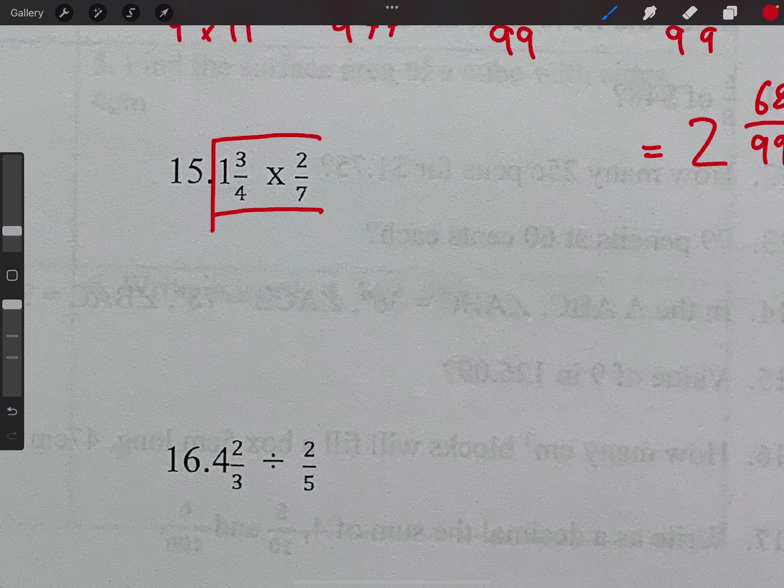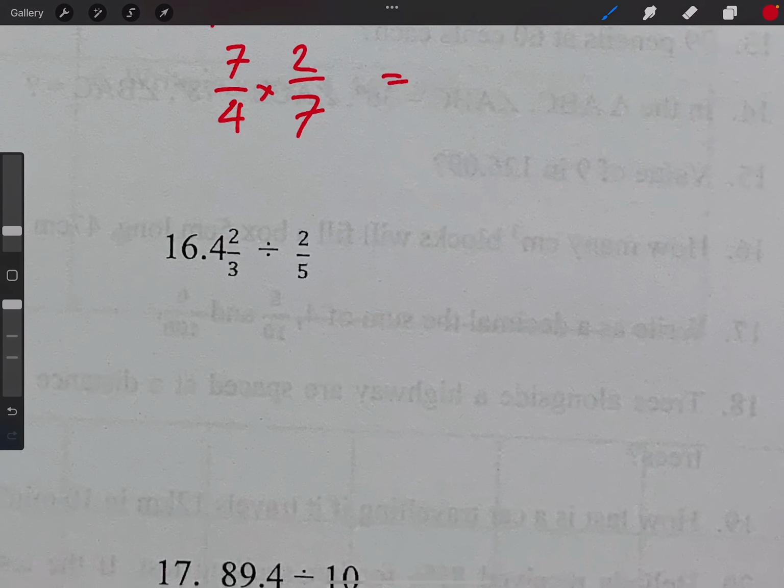So what we're going to do is turn this one into an improper fraction. 1 times 4 is 4, plus 3 is 7. 7 on 4. And then you multiply with 2 on 7. So you can work it out. I'm not going to do that.